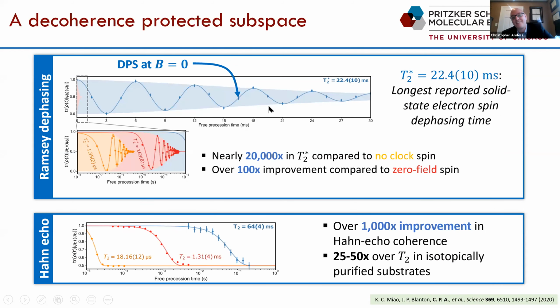So does this work? We can do a Ramsey experiment in this driven basis. We measure a T2* time that's over 20 milliseconds, which is one of the longest reported electron spin dephasing times. It's much better than if we hadn't done this technique. And it's also compatible with Hahn echo. We can put in a pi pulse and measure 64 millisecond long coherences, which is even better than our isotopically purified substrates. So this is really a great way to protect the coherence in your system.